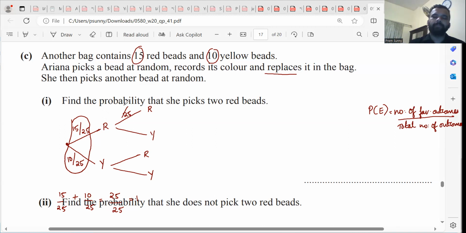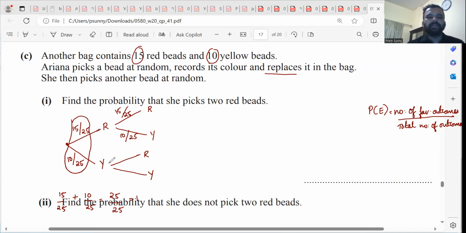And then I kept it back. I'm doing the second attempt here. Again, in my bag, I'm still having 15 red, because in the first attempt I got a red and I kept it back. Now for the yellow, I have 10 yellow beads out of 25.